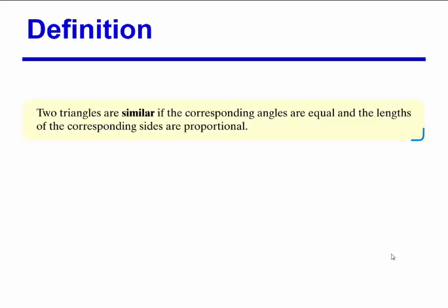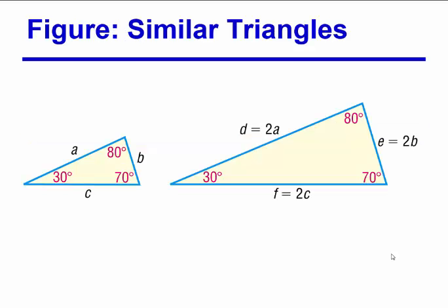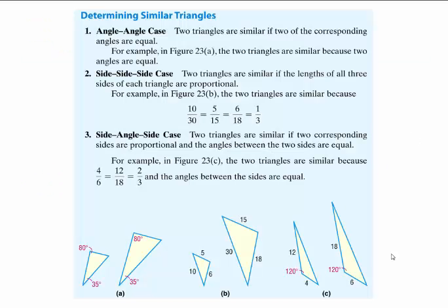Here's another definition. Two triangles are similar if the corresponding angles are equal and the lengths of the corresponding sides are proportional. So here we have a figure with similar triangles. A, B, and C for one triangle, and then D is equal to 2 times A, E is equal to 2 times B, and F is equal to 2 times C. Again, the angles are all equal. To determine similar triangles, we can use angle-angle, side-side-side, or side-angle-side.